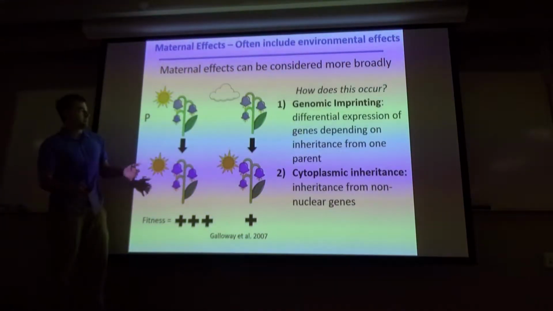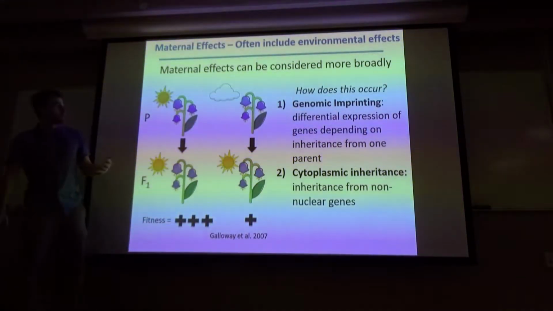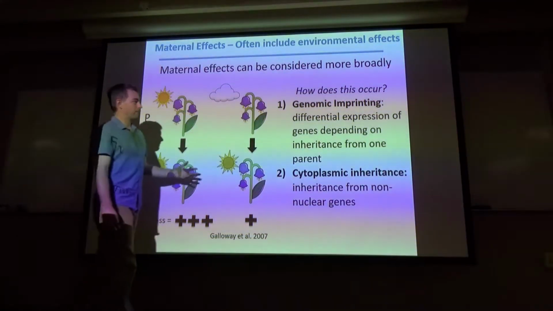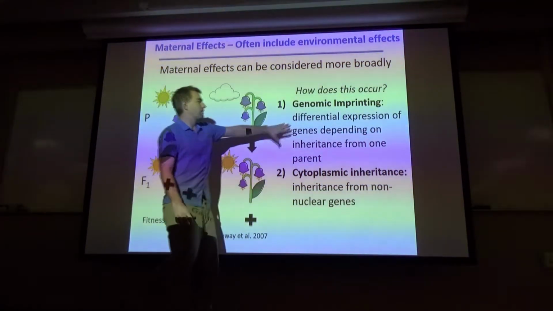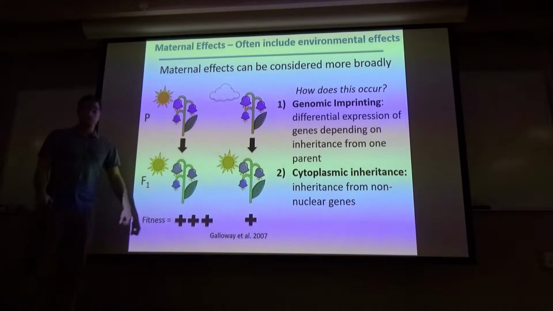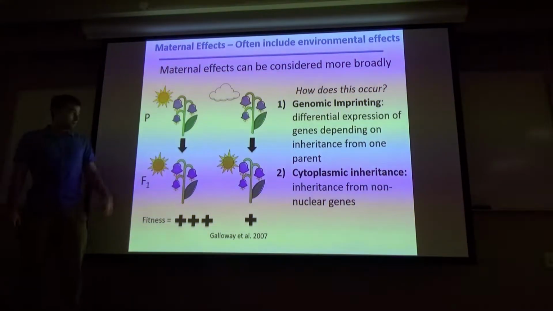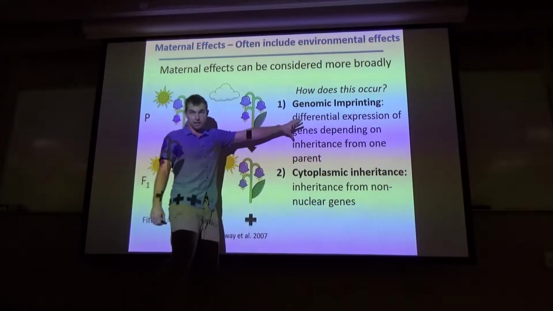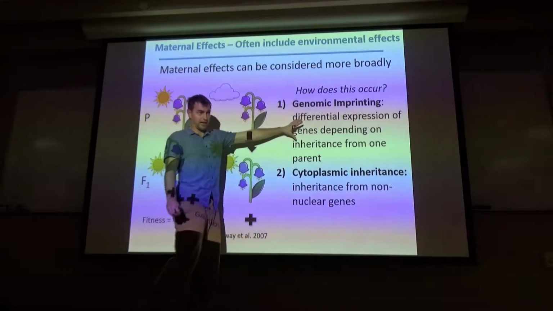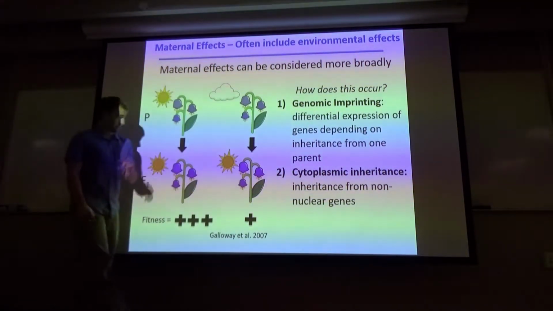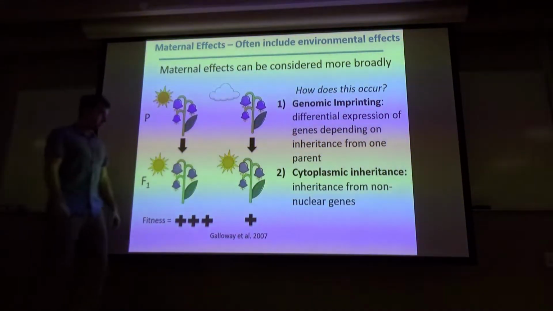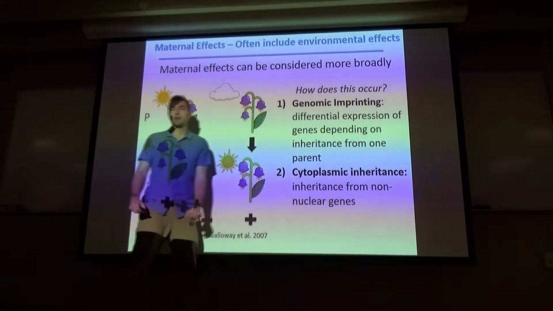So why could that happen? There are a lot of reasons, but 2 of them are described in your chapter. One is genomic imprinting, where you have differential expression of genes depending on inheritance from one parent or the other. We'll talk about the molecular mechanism for that in 1 second. This is epigenetics, which I hinted at when we were talking about the history of genetics earlier. The second way you can do this is through cytoplasmic inheritance.